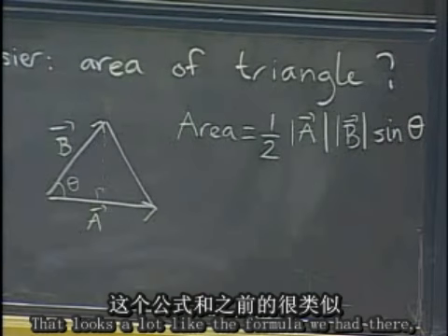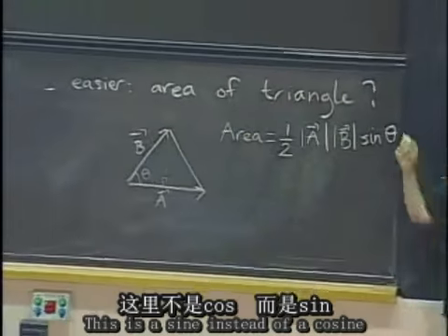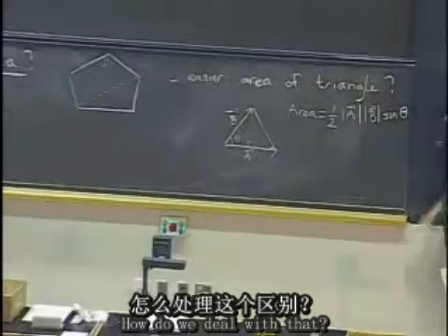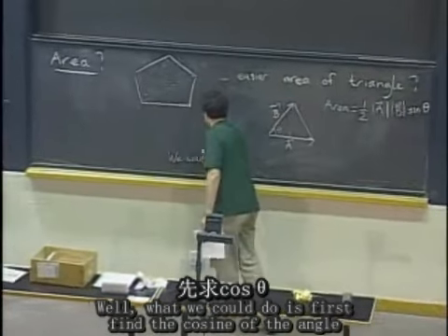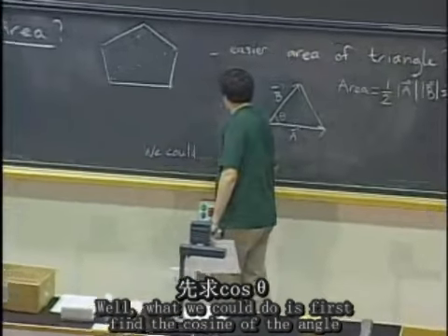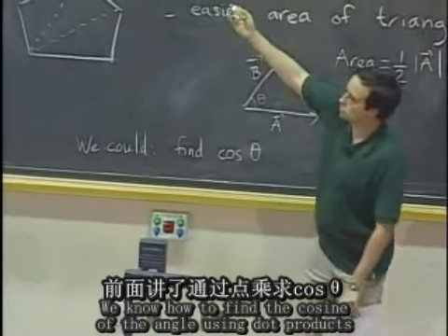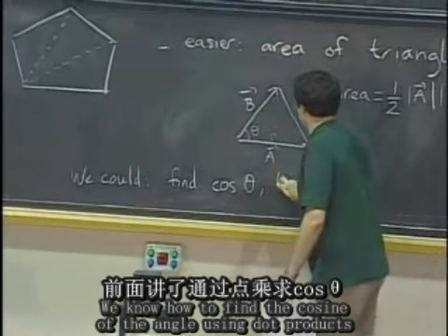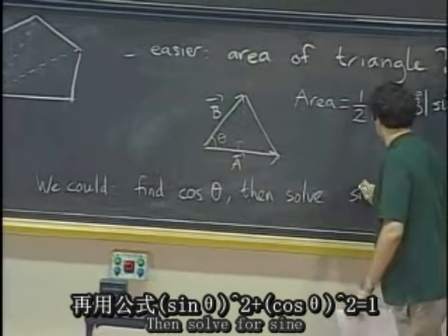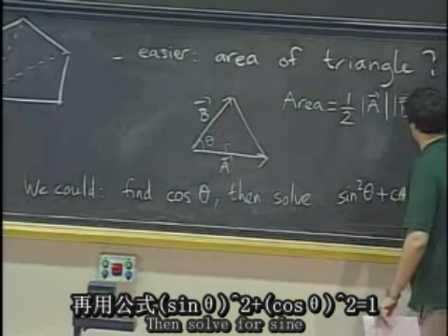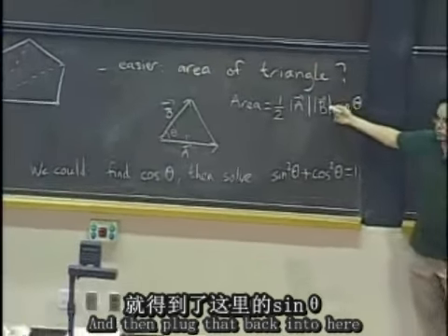Now, that looks a lot like the formula we had there, except for one little catch. This is a sine instead of a cosine. How do we deal with that? Well, what we could do is first find the cosine of the angle. We know how to find the cosine of the angle using dot product. Then solve for sine using sine square plus cosine square equals 1. And then plug that back into here.